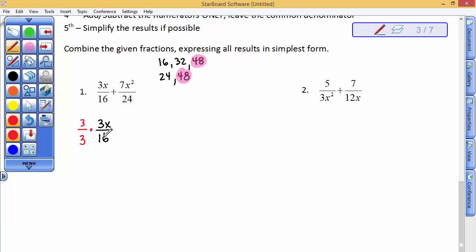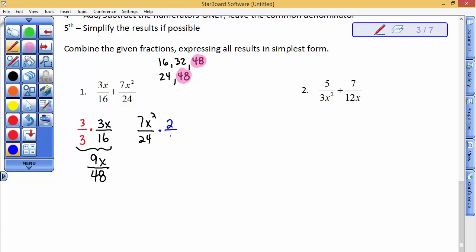So this will become, I'm going to write this. This is called writing the equivalent fraction. That's called 9x over 48. The 7x squared over 24 needs to be multiplied by 2 over 2.